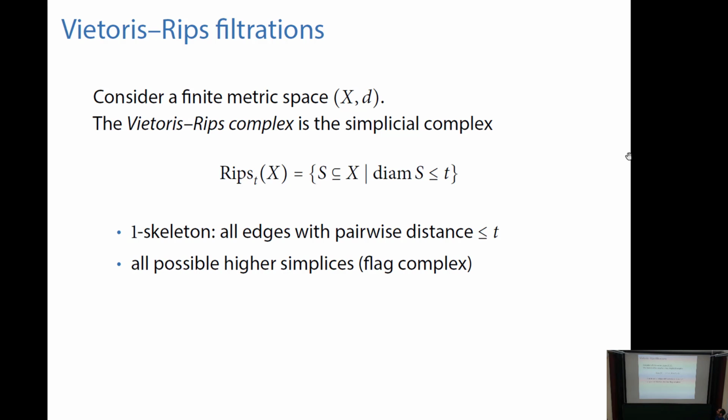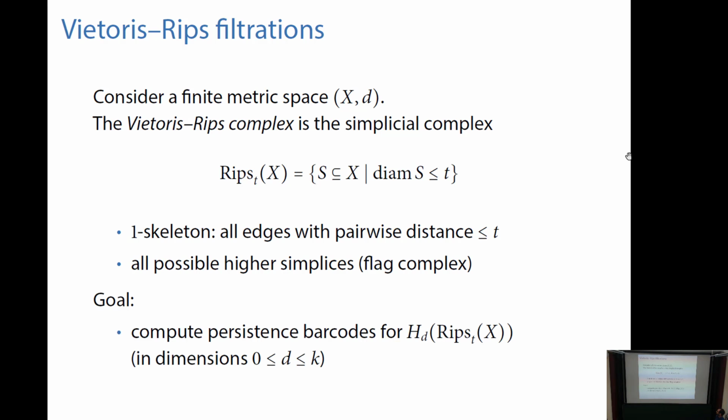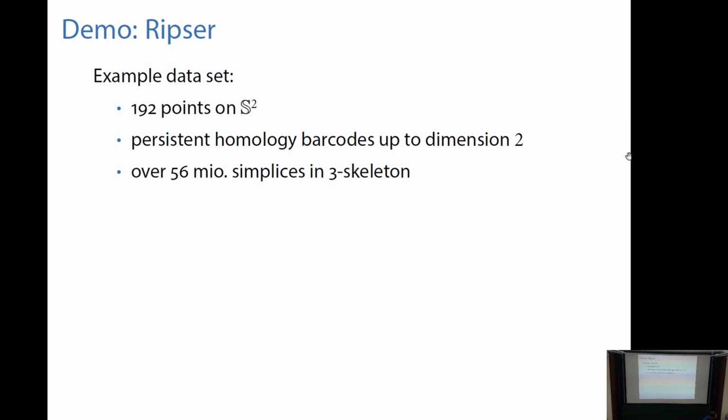This is the construction behind the software, and the goal is to compute the persistence barcodes. So there's one barcode for each homology degree, and we want to compute up to dimension k. Okay. Let me give you a demo, because this is something you can try.